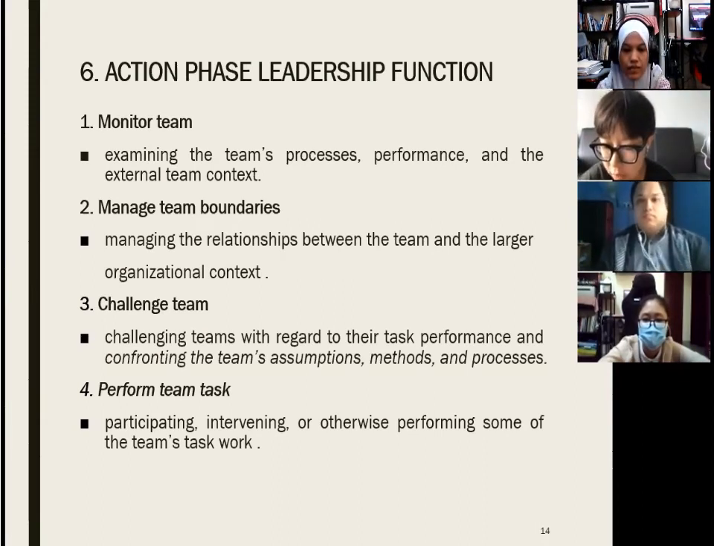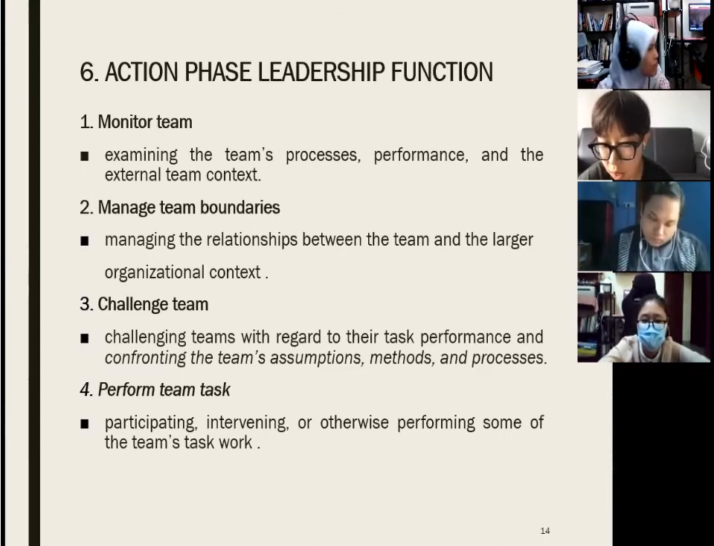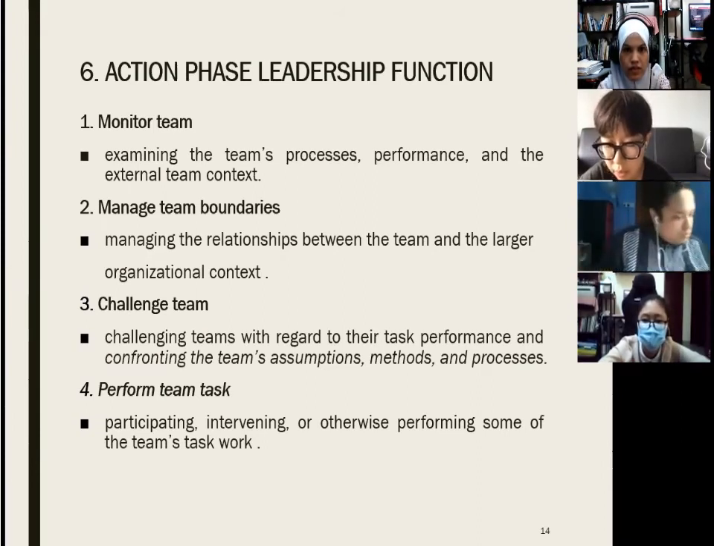Let me introduce the action phase leadership functions. During the action phase, important team leadership functions include monitoring the team and its performance environment, managing the boundaries between the team and the broader organizational environment, changing the team to continually improve, becoming involved in performing the team's work, solving problems that the team encounters, acquiring resources for the team, encouraging the team to act autonomously, and cultivating a positive social climate within the team. We will discuss those functions below.